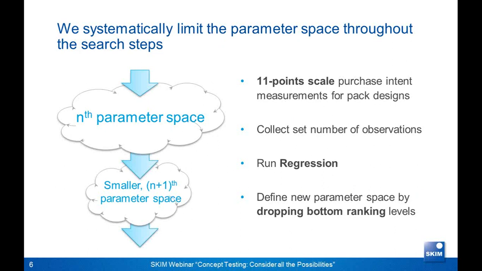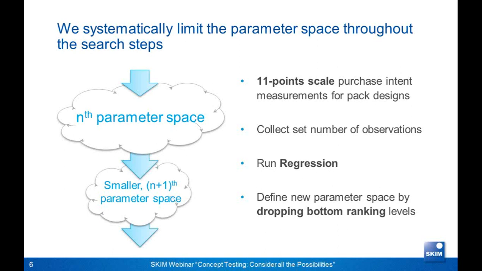Let's start with a parameter space in which we have many different possible implementations of the package design for one product. What we do is collect 11-point scale purchase intent measurements for different pack designs in this space. Once we have enough observations, we run a regression, and we're able to identify the impact that each of these elements has on purchase intent.